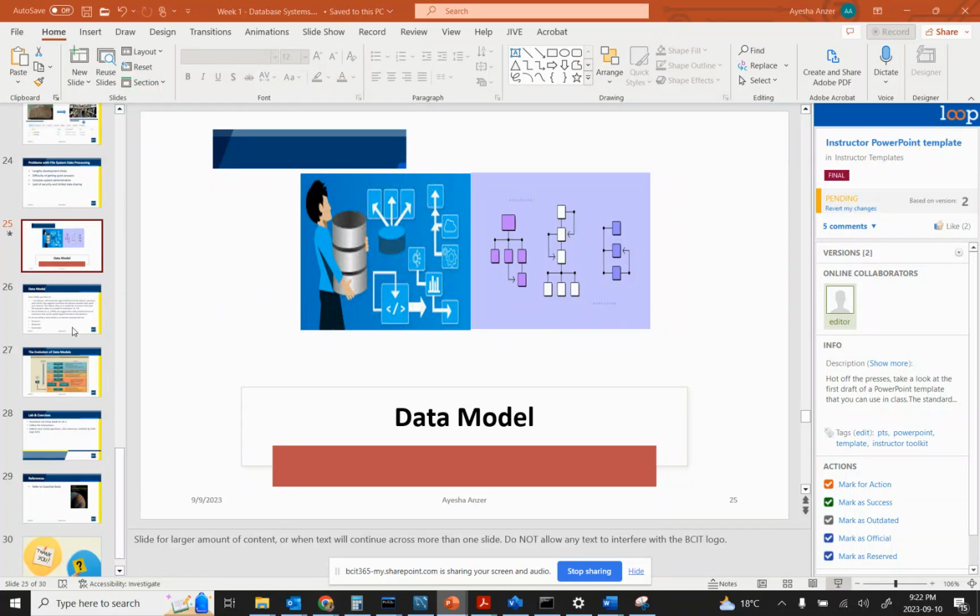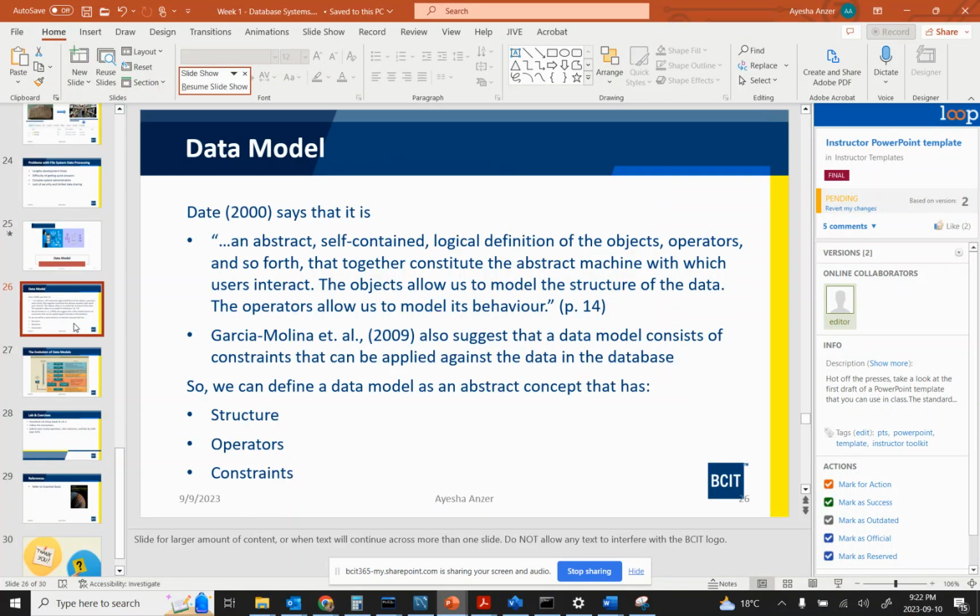If we look at the definition of data models, you will find a number of definitions available online or in books written by a number of authors. For me, I'm considering one definition by an author called Date, who published this definition in his book in 2000. As per him, it's an abstract, self-contained, logical definition of objects and operators. So, what does it mean?